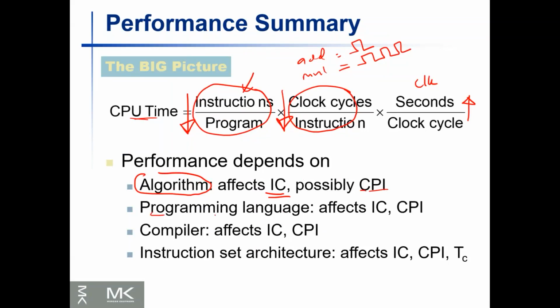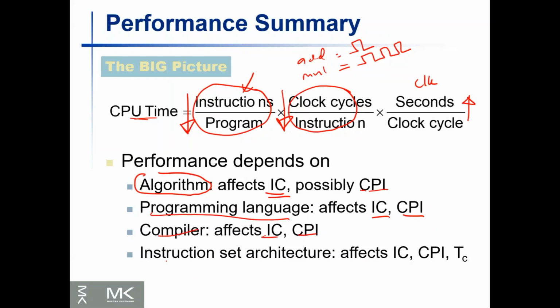The choice of your programming language will also affect your instruction count. A certain programming language will use a lot of instructions, while certain efficient programming languages will generate a smaller instruction count. This will also affect your CPI. As for the compiler, how well it can optimize the code will affect the instruction count and also the CPI.